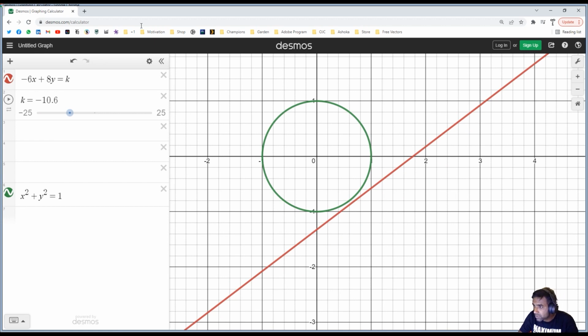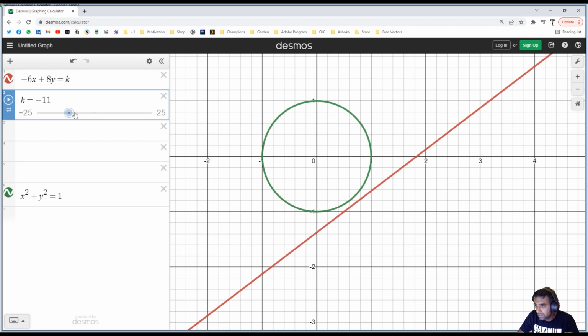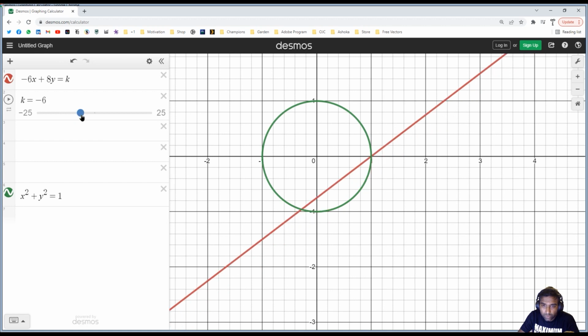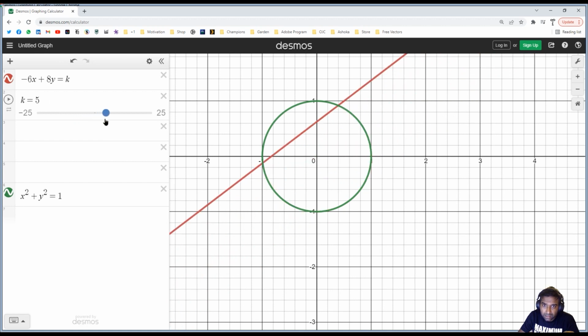Let me just do something here so I can make it a little bit easier. Yeah, that's better. So we can see at negative 10, it's touching it once, and then between negative 10 and positive 10, there are multiple solutions, but once it gets to positive 10, one solution, bigger than positive 10, no solutions.